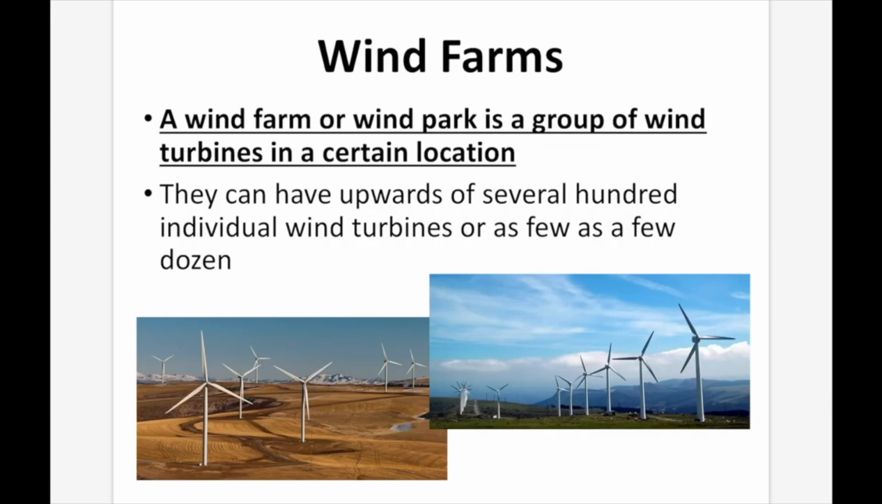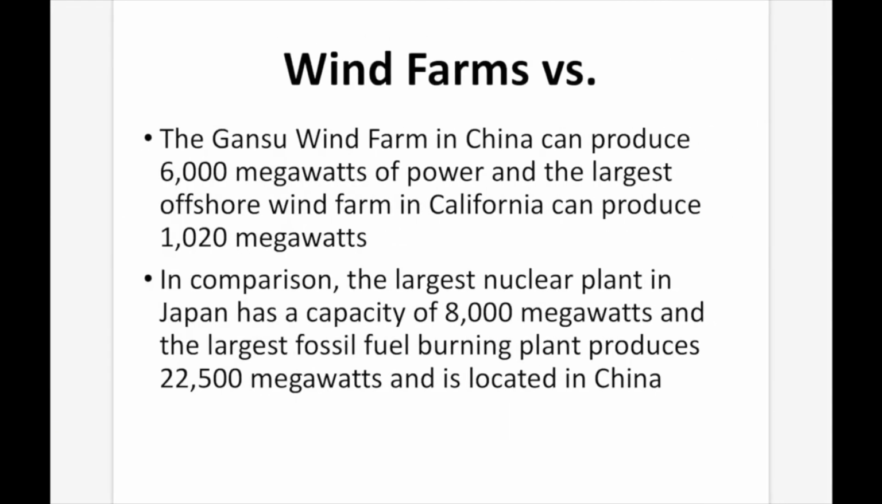Wind farms. A wind farm or wind park is a group of wind turbines in a certain location. They can have upwards of several hundred individual wind turbines or as few as a few dozen. Now, the Gansu wind farm in China can produce 6,000 megawatts of power, and the largest offshore wind farm in California can produce 1,020 megawatts, so pretty substantial. However, in comparison, the largest nuclear power plant in Japan has a capacity of 8,000 megawatts, and the largest fossil fuel burning plant produces 22,500 megawatts and is located in China.